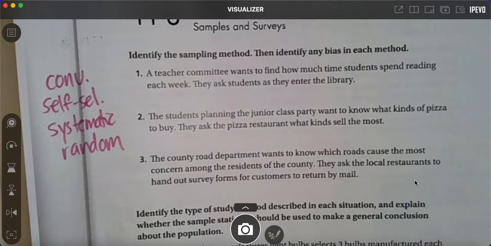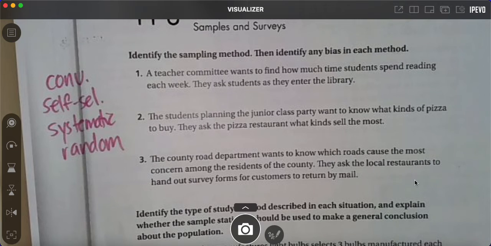So a teacher committee wants to find how much time students spend reading each week. They ask students as they enter the library. What type of sampling? Systematic, convenience? Systematic would be every third student that passed by in the hall. Okay? But I can argue with you about the bias.